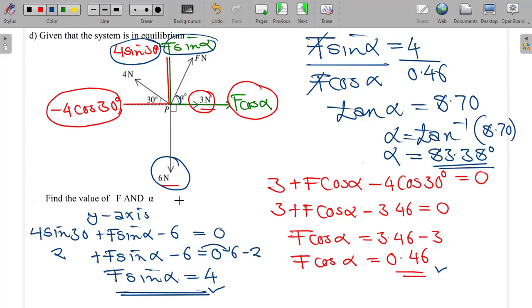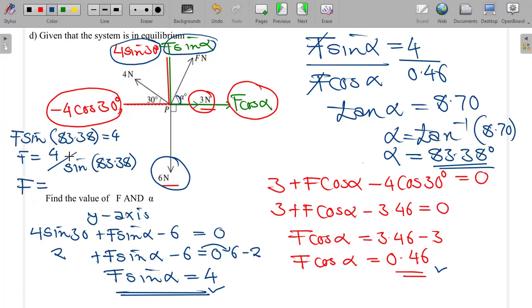Now let's calculate the value of F. In order for us to calculate the value of F, we can use either of these equations that we've gotten here at the end. So for example, if I say F sine alpha is equal to 4, whereas I'm trying to calculate F, what am I going to do? F sine 83.38 is equal to 4. F will be equal to 4 divided by sine 83.38.